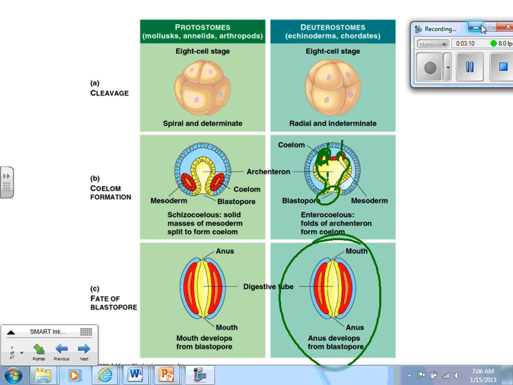What about the things that aren't up here? Like sponges, cnidarians. Why aren't they in there? Yeah, they don't have at least three germ layers, so they don't qualify as protostome or deuterostome. They're not either one. Well, let's go a little further here.